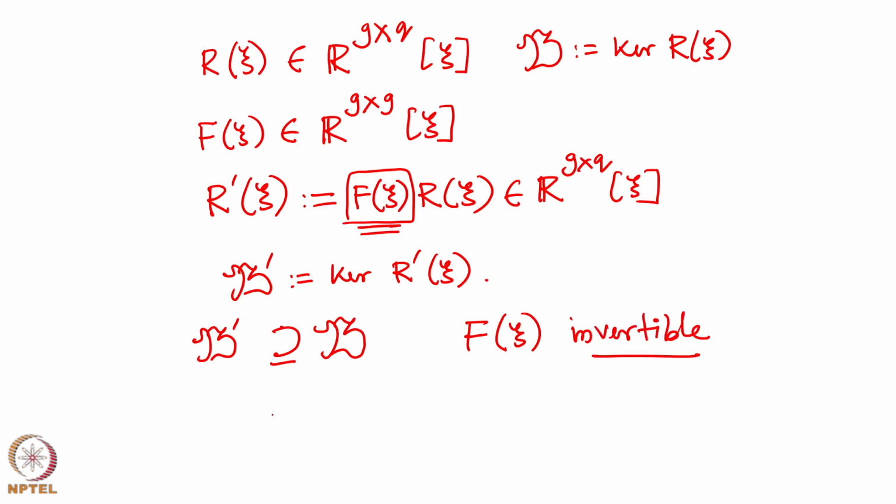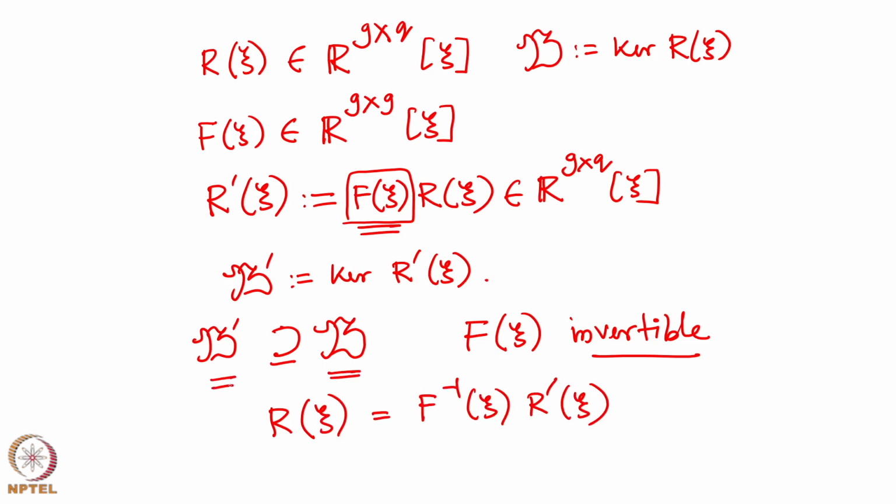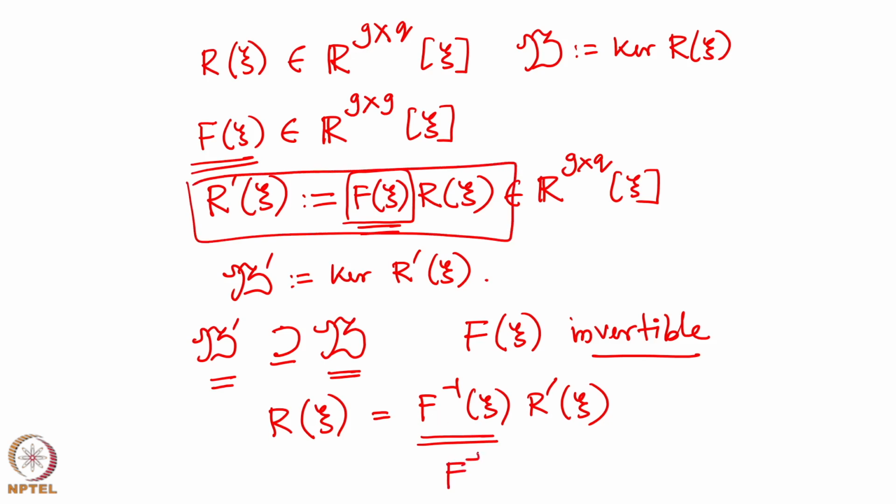Once I take this inverse, then R psi must be equal to F inverse psi R prime psi, and in that case I can just reverse my logic and say that B now contains B prime. So both the containments are there, so my B prime must be equal to B. But what do I mean by invertible? You see, that invertibility should mean that this product, which necessitates that F inverse must itself be a polynomial matrix. Now herein lies the problem. Herein lies the fun also.